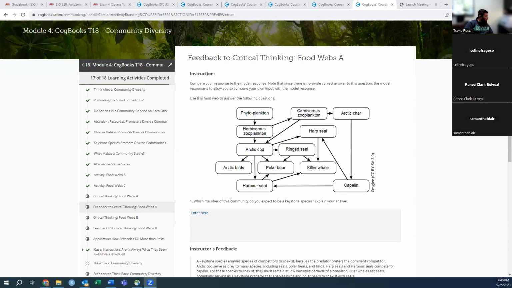So like this type of question here, which member of the community do you expect to be a keystone species, and explain your answer? Yes, I was just really struggling with the thought process because it seems like such a subjective classification, where we could call multiple ones keystone species. Yeah, and I think that's a fair assessment, because you could make biological arguments for different keystone species.